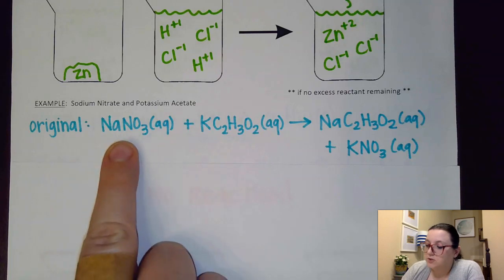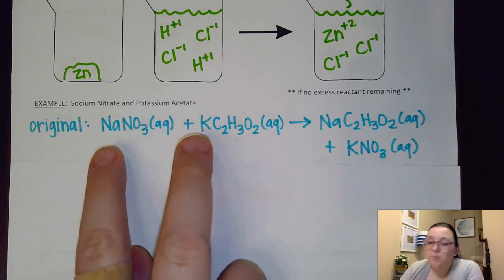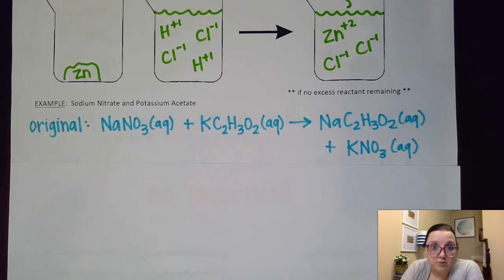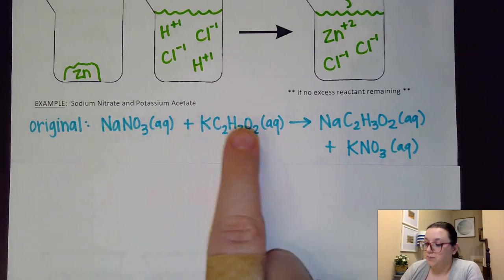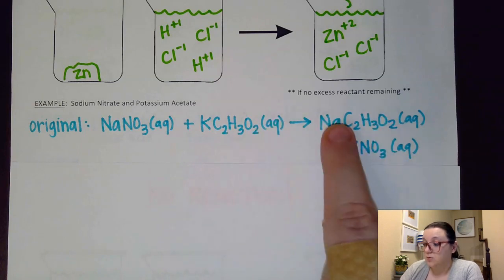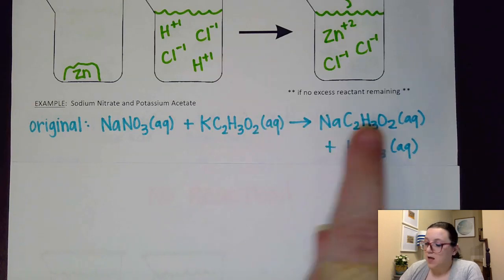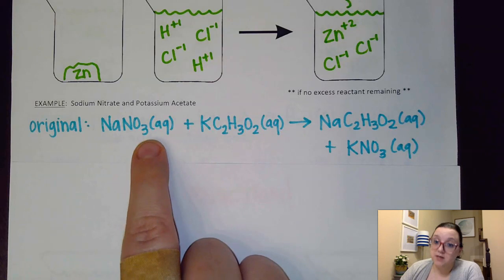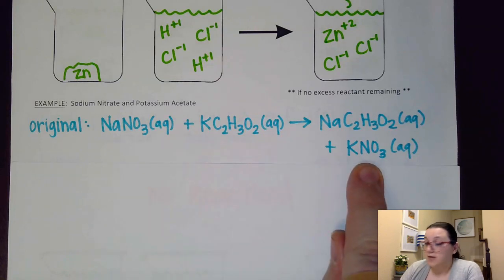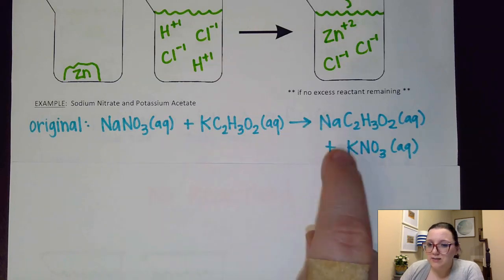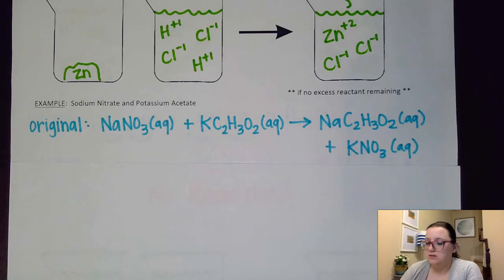My sodium nitrate and my potassium acetate, both of which had group 1 in it, so those were both soluble. And then I would switch around the partners. The sodium would end up being paired with the acetate, so that would give me sodium acetate. The potassium would end up pairing with the nitrate, so that would give me potassium nitrate over here. However, I still had group 1s at the front of this, and having group 1s at the front means that they would both be soluble, and so I ended up putting both AQ over here.